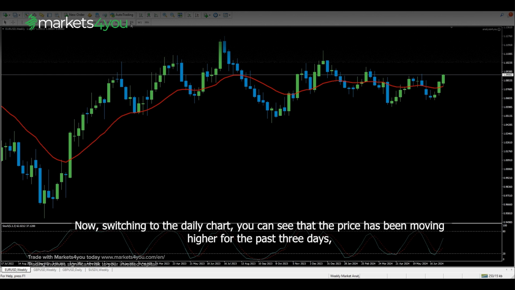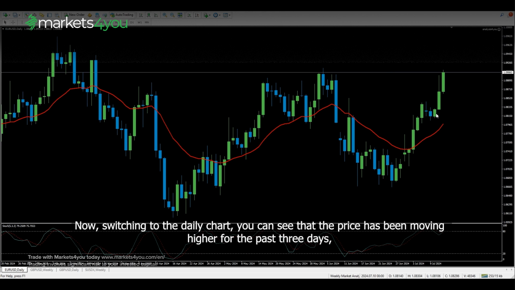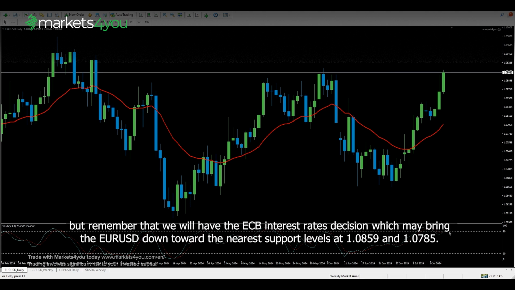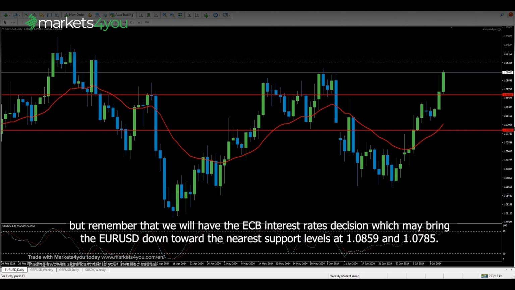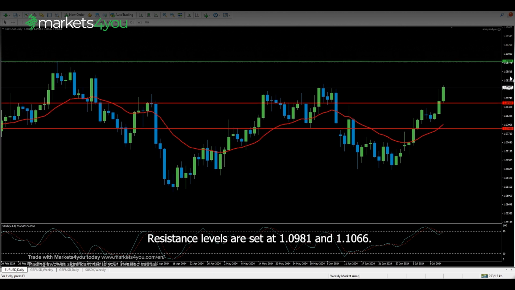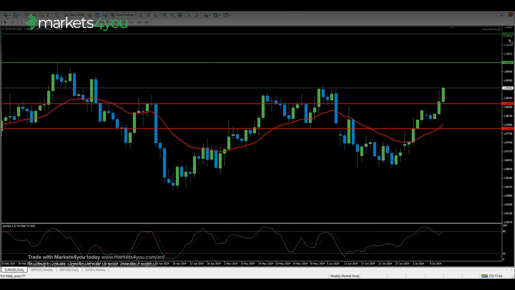Now, switching to the daily chart, you can see that the price has been moving higher for the past 3 days, with the stochastic moving near the overbought area. This suggests that the price might move higher this week, but remember that we will have the ECB interest rates decision, which may bring the euro down toward the nearest support levels at 1.0859 and 1.0785. Resistance levels are set at 1.0981 and 1.1066.